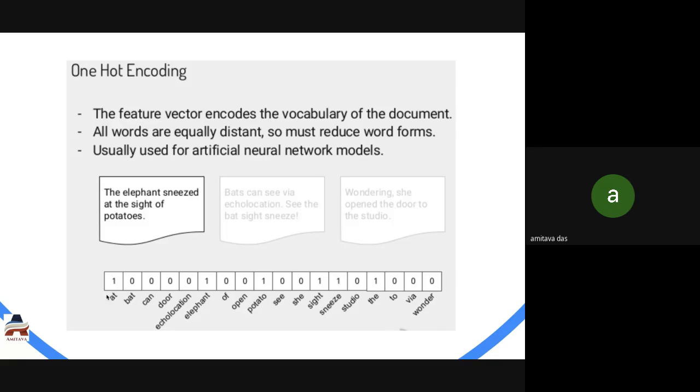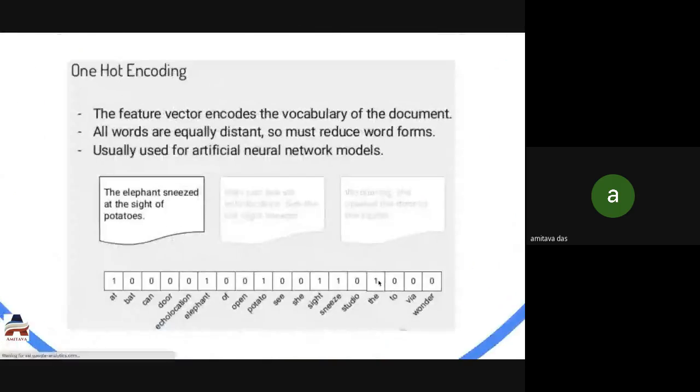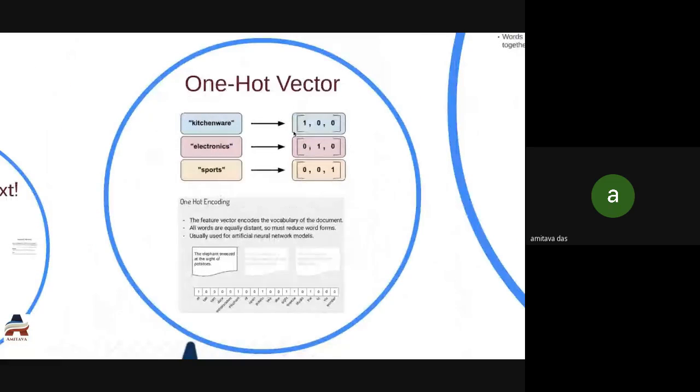So you can create a vocabulary, and wherever the particular word occurs, you can say this is 1, otherwise it's 0. Now this is fine. The problem with this is, I had this slide. Okay, so now the problem with this is, if you try to calculate the distance between 2 words, let's say kitchenware and electronics, you'll always be getting √2, right?